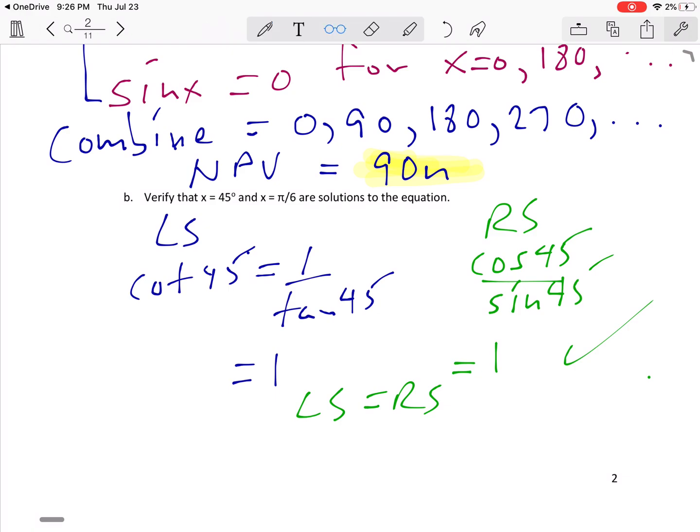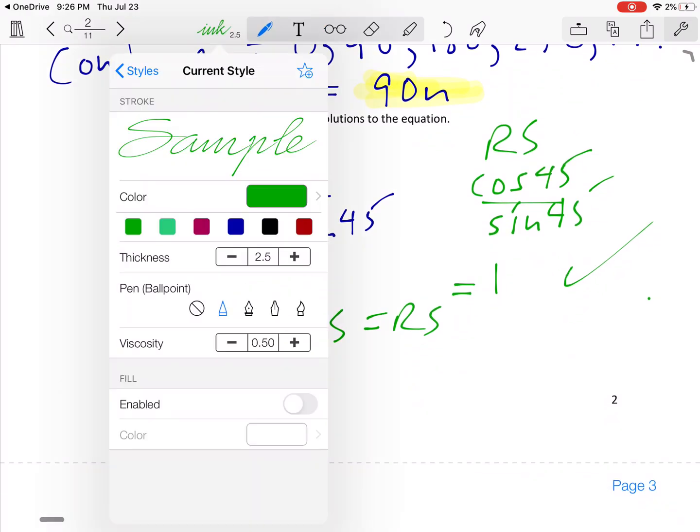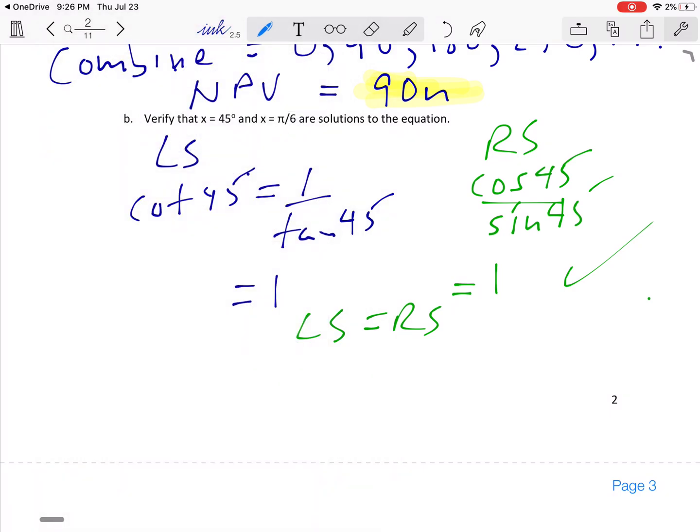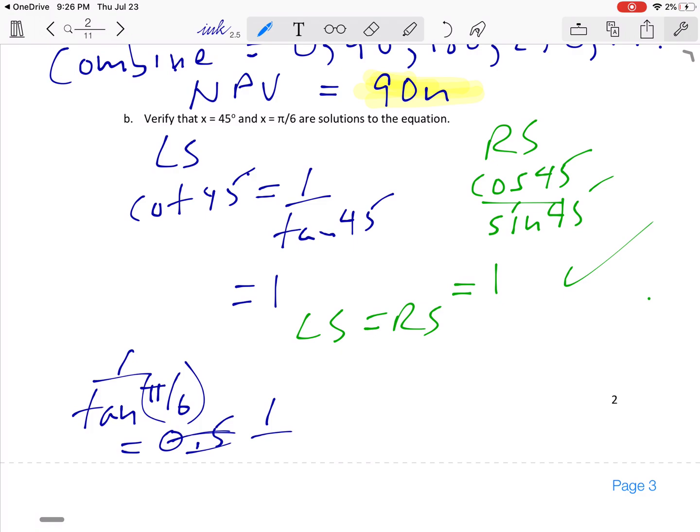Okay, let's try the next one here. Pi over 6. So again, make sure that you switch your mode to radian mode, otherwise the answers aren't going to work out. So same thing here. You'd go 1 over tan pi over 6. And that's going to equal 0.577. Oh, sorry, not 0.577. That's 1 over 0.577.